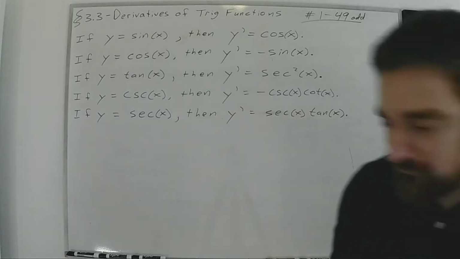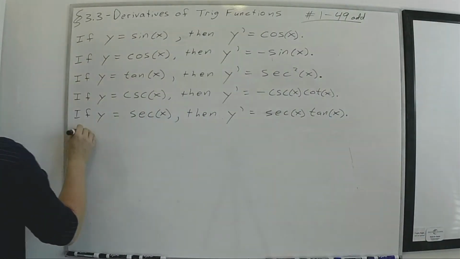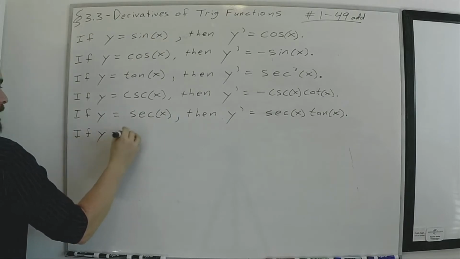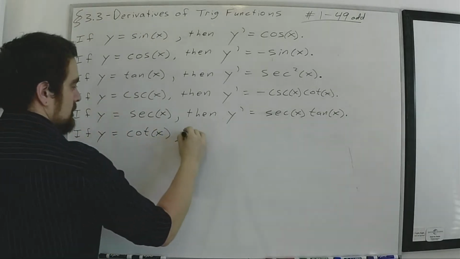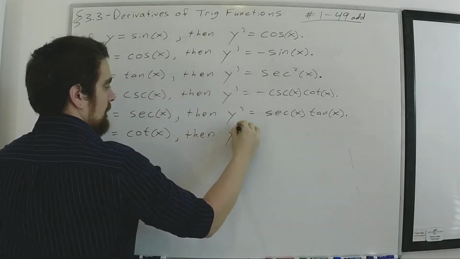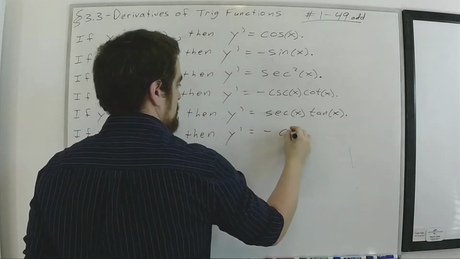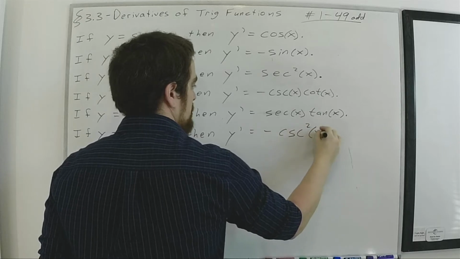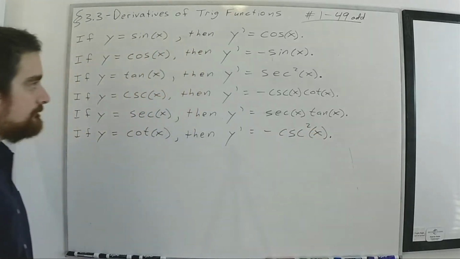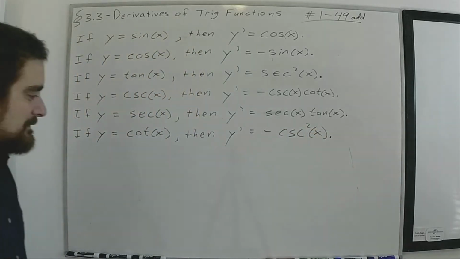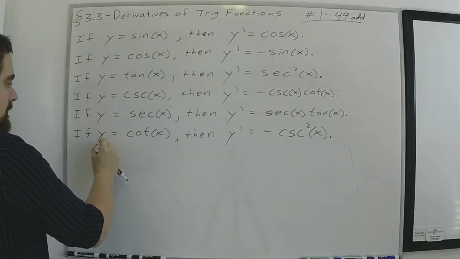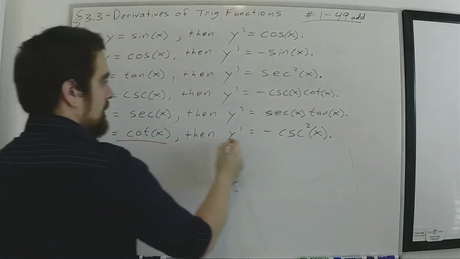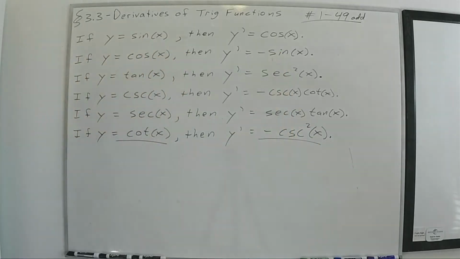And then the last one will be cotangent. If y is equal to cotangent of x, which is the reciprocal of tangent of x, then y prime is going to be negative cosecant squared of x. So keep in mind what you're starting with. You're starting with all these functions on the left-hand side, and you're getting all their derivatives on the right-hand side.